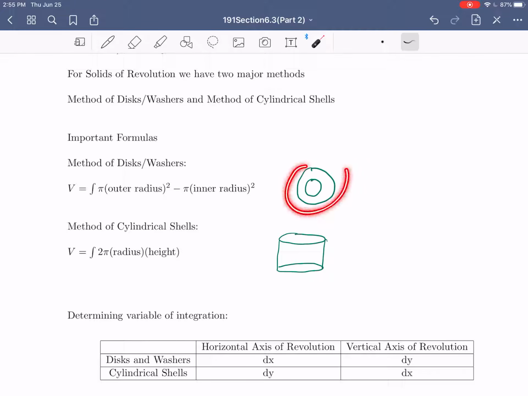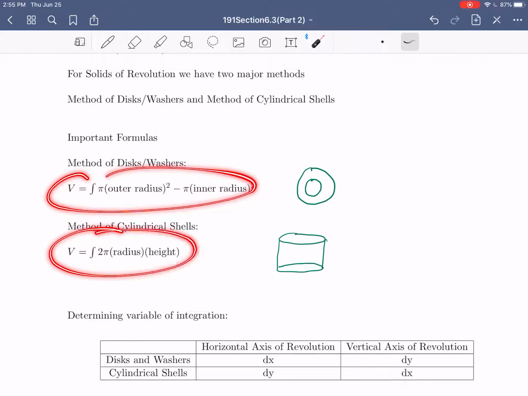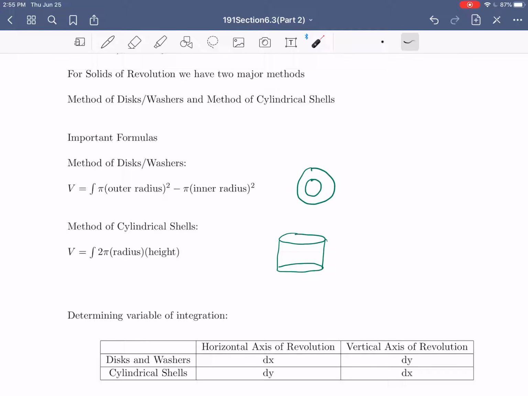Here, the area that we're talking about is the area of that washer, which is why we have pi outer radius squared minus pi inner radius squared. Whereas here, the area we're really talking about is the surface area on the outside of that cylindrical shell, which is 2 pi RH. Either way, in both of these formulas, we're integrating an area to create a volume. It doesn't matter if you're working with respect to x or with respect to y, these two formulas are always the formulas that you'll be using for each method.